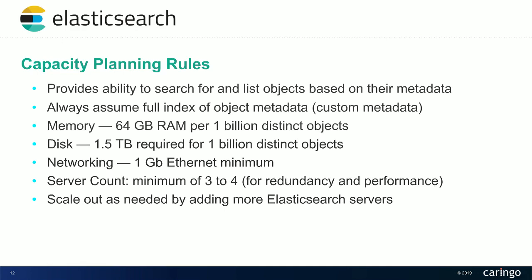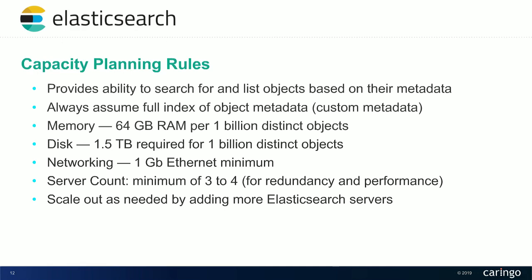And what we do when we size these is that we always assume that you're going to do what we call a full index of object metadata. And by that, what we mean is not only are we going to index the basic metadata that the system needs in order to keep track of everything, we're going to index all the custom metadata that you associate with an object when you store it in the system. So that lets you go back and do list and query on custom characteristics that you've associated with an object or group of objects over a period of time.